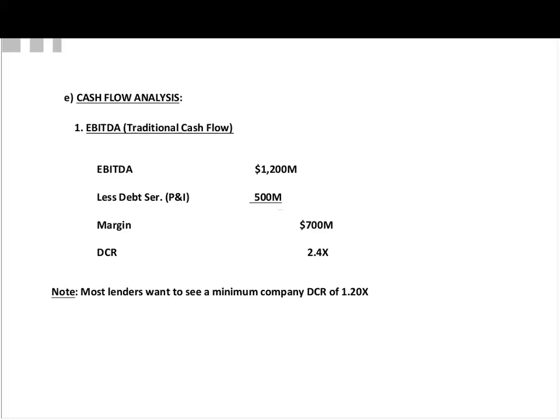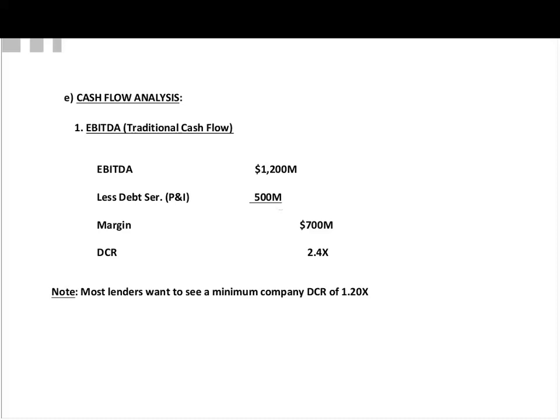1.2 million inflow, minus the outflow of 500,000 principal and interest, gives us the margin or excess of 700,000. The 1.2 million inflow divided by the outflow of 500 gives us the DCR, or debt coverage ratio, of 2.4 times. Some banks and commercial underwriters will call it a DSCR, debt service coverage ratio, same thing. How do you interpret the 2.4? For every $2.40 of inflow, there's a dollar of outflow.